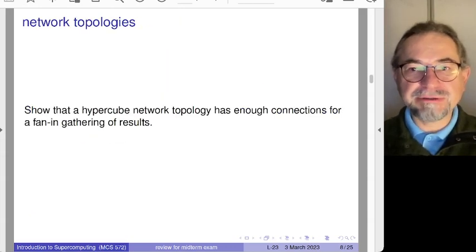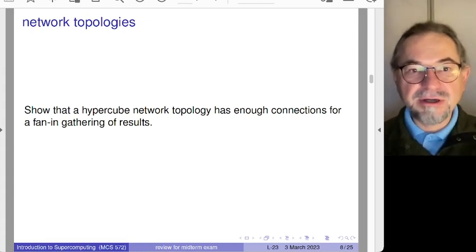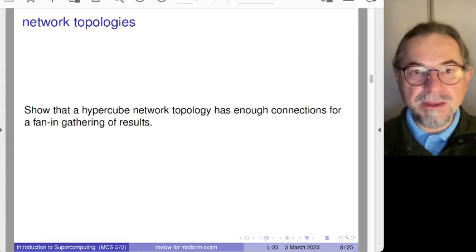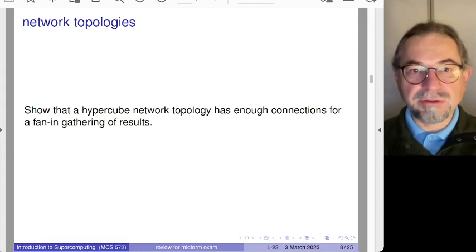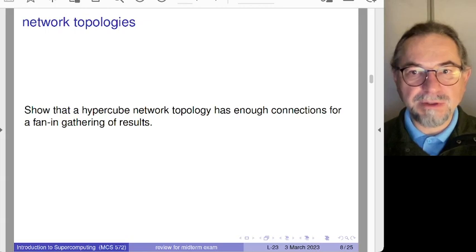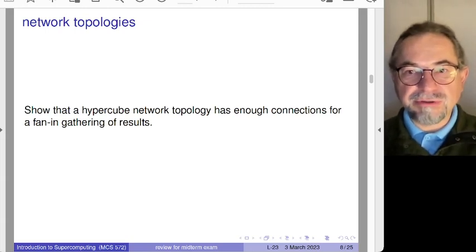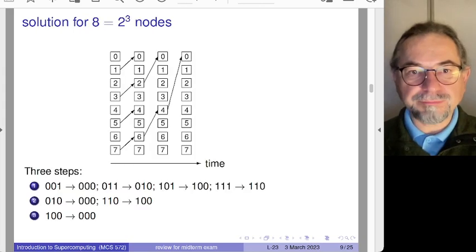The second question is concerning a network topology, but also considers the application of an algorithm. So the hypercube network topology doesn't have sufficiently many connections to support a fan-in gathering of results. So a similar exercise was collected as homework.